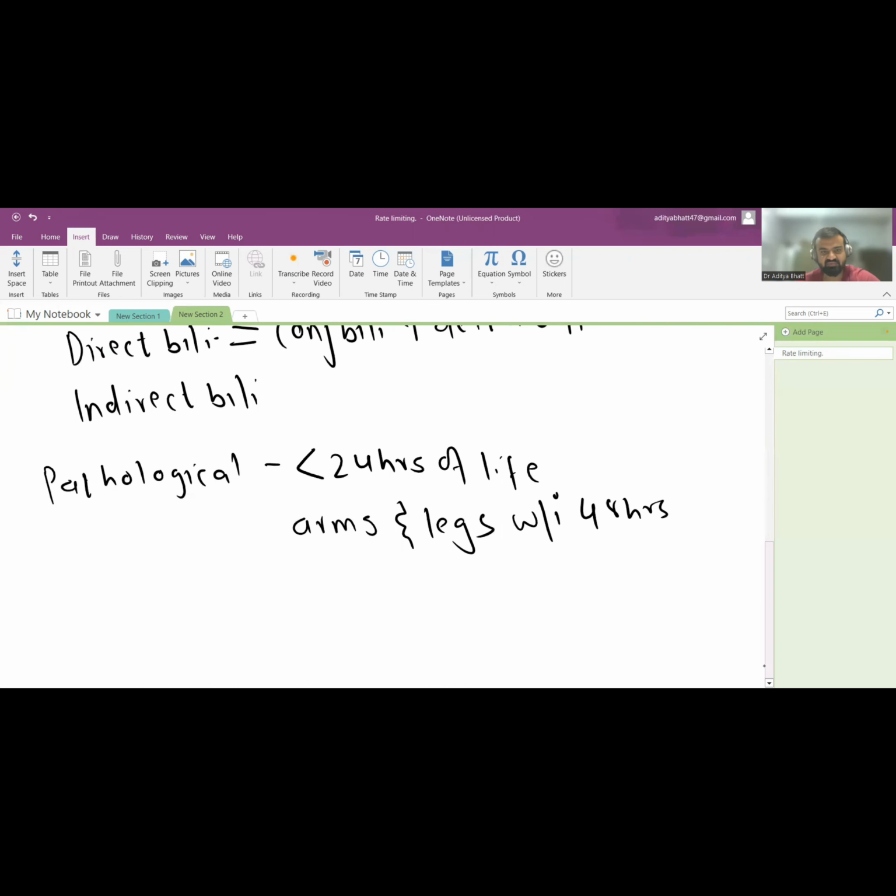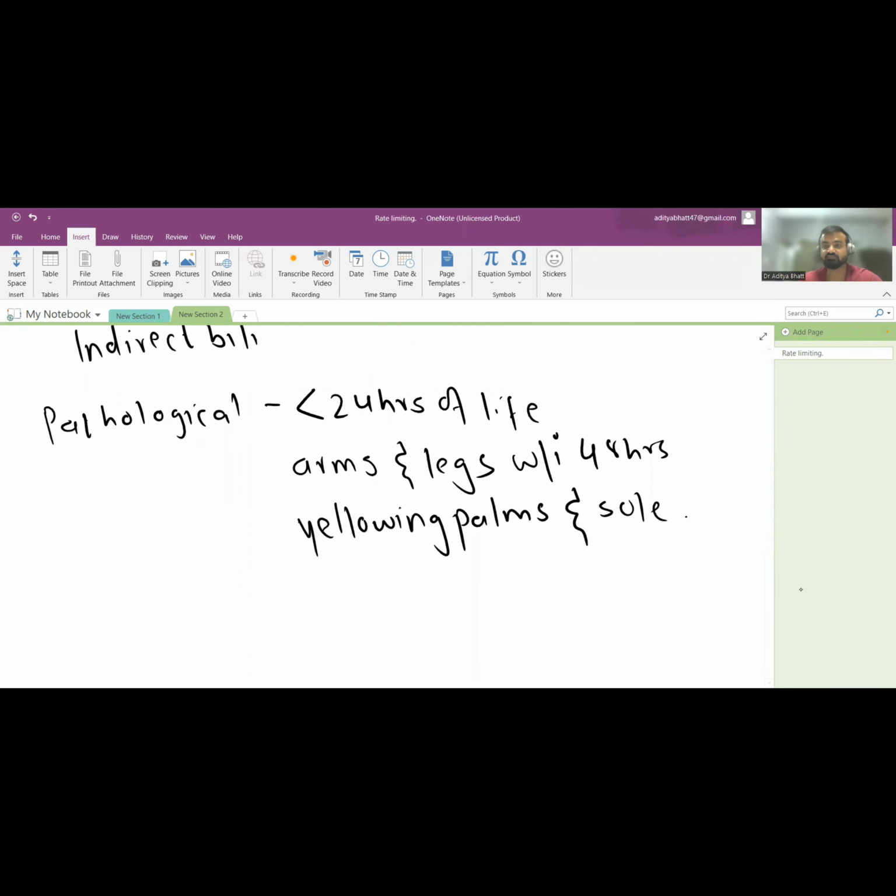Or if there is yellowing of palms and soles at any point, because at palms and soles the bilirubin has crossed the level of 15 milligram per deciliter, and beyond that level it becomes pathologic, because there are multiple factors working here. So yellowing of palms and soles is very important.